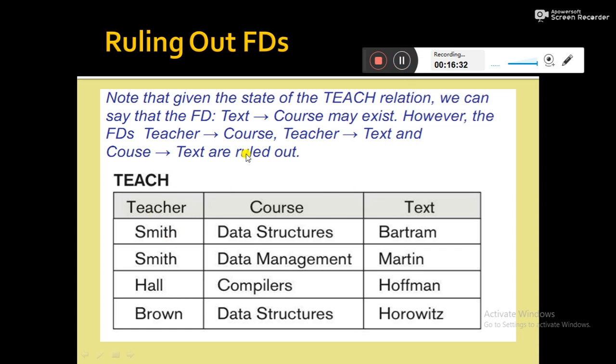But is the reverse true, means is course arrow teacher true? Yes, at first we may say that it's true, because if you provide the course data structure, there is a single value of teacher, Smith. No, again, course arrow teacher also doesn't hold, because for the single course data structure, we have two values of teacher, Smith and Brown. So course arrow teacher also doesn't hold.